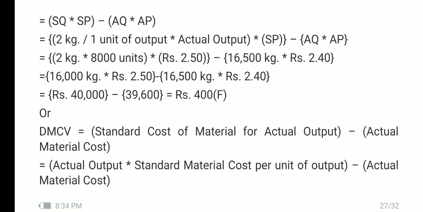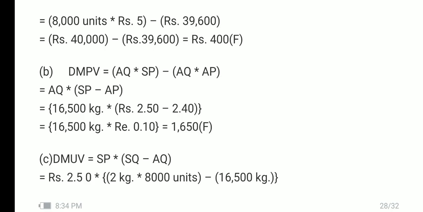Actual material cost, it is given 39,600. Now, actual output into standard material cost per unit of output. Actual output is 8000 units. Rupees 5 is the standard material cost per unit, into 8000 units will give us the same answer, 40,000 rupees, minus actual material cost incurred 39,600, rupees 400 is favorable variance.